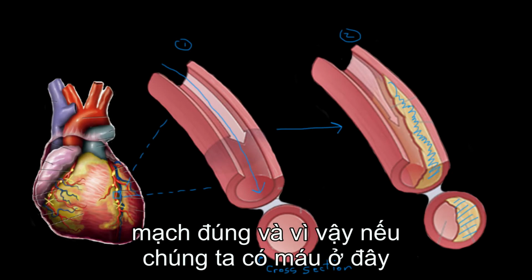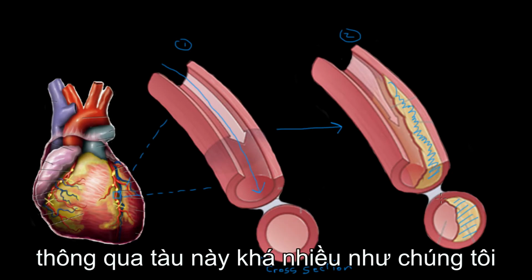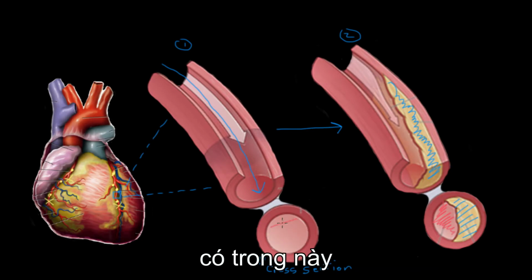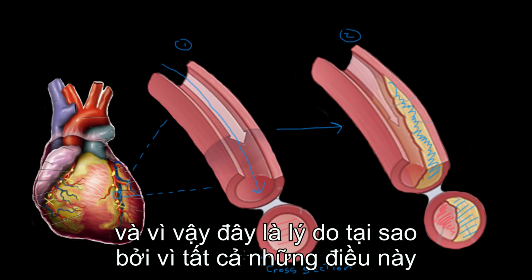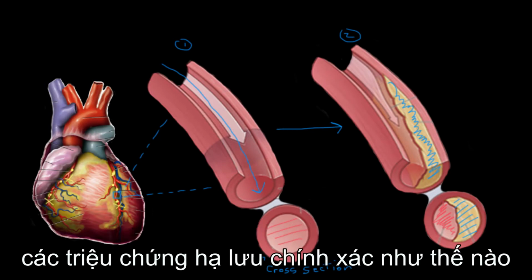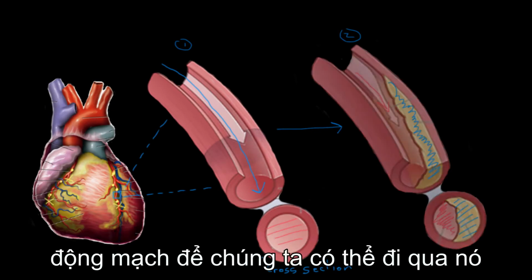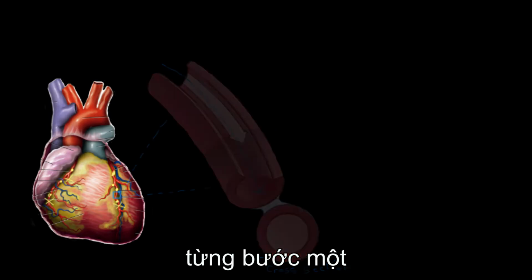And so if we're blood here in red, we can't actually get through this vessel quite as much as we could through here. Look how much room we had in this one. And so because of all this buildup, this is why we're going to get downstream symptoms. How exactly does this happen? Well, let's redraw our own arteries so we can go through it step by step.